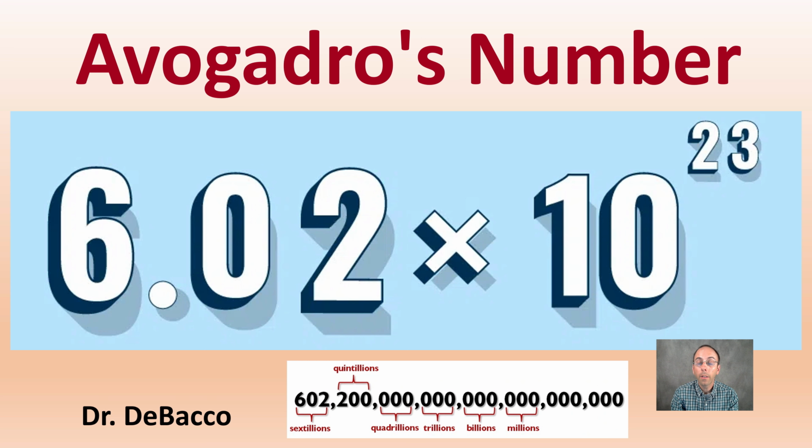In chemistry, this is a number you're going to be working with again and again and again. It's called Avogadro's number. If you haven't seen it, this video will help explain some of the details on how to work with it. So hopefully this DeBacco University video helps you understand Avogadro's number because it's something you're going to be involved with in many different calculations.